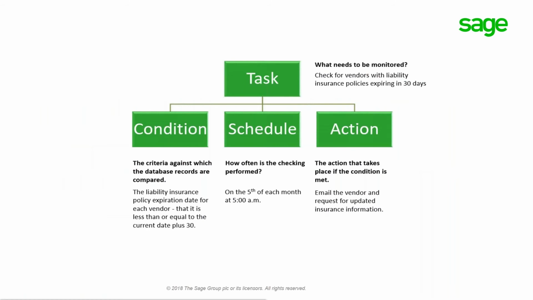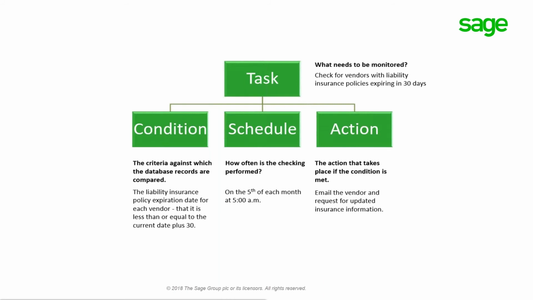MyAssistant verifies this information off of tasks. These tasks can be broken down into three specific components: conditions, schedule, and actions. So with a specific task example, check the database for vendors with liability insurance that's expiring in 30 days. That MyAssistant task takes a look at your next component, which is the condition. How does it cross-reference that task with the data within the system?